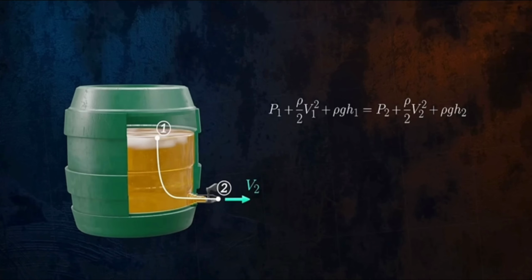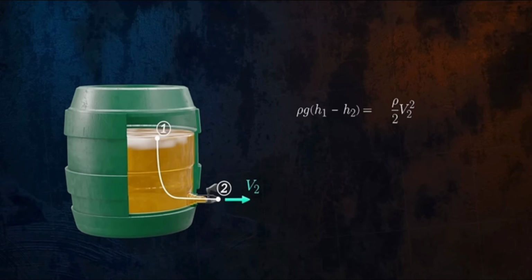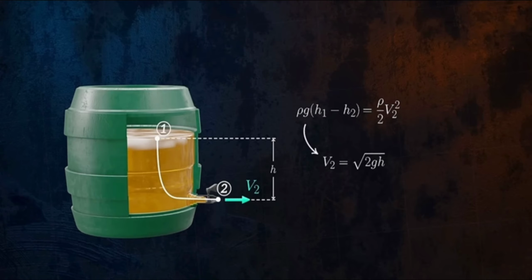It's a gravity-fed keg with a vent at the top, meaning that it's not pressurized. The pressure at both points will be atmospheric, so the static pressure terms cancel each other out. We can also assume that the keg is large enough that the velocity at point 1 is close to 0. If we rearrange Bernoulli's equation and define the height between the beer level and the tap as h, we get this equation for the beer velocity out of the tap.